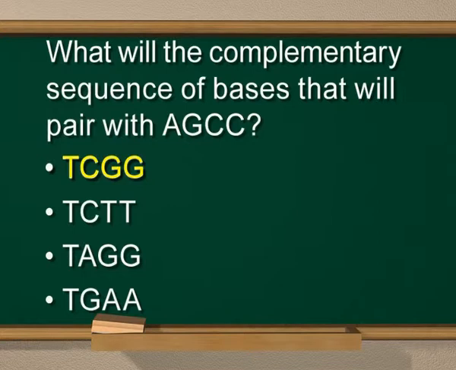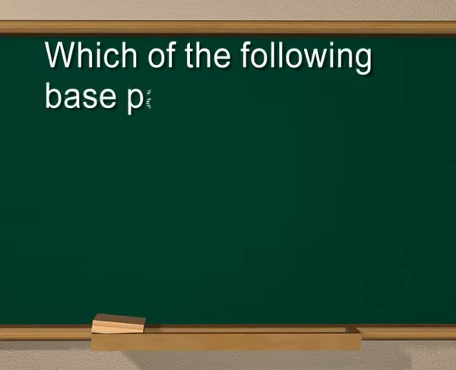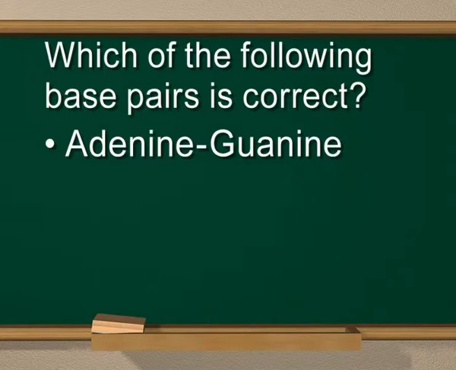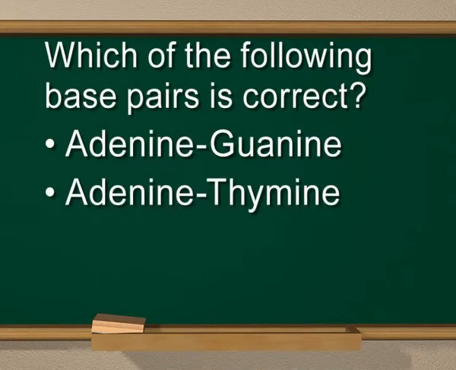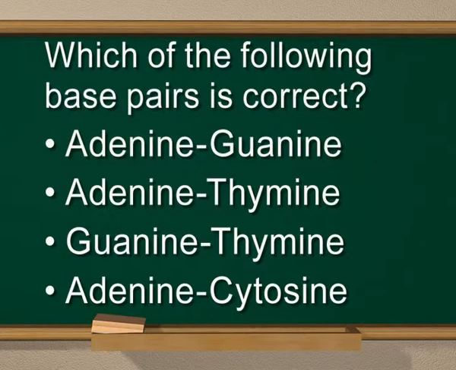Let's answer one more similar question. Which of the following base pairs is correct? Adenine guanine or adenine thymine or guanine thymine or adenine cytosine? The answer is adenine thymine.